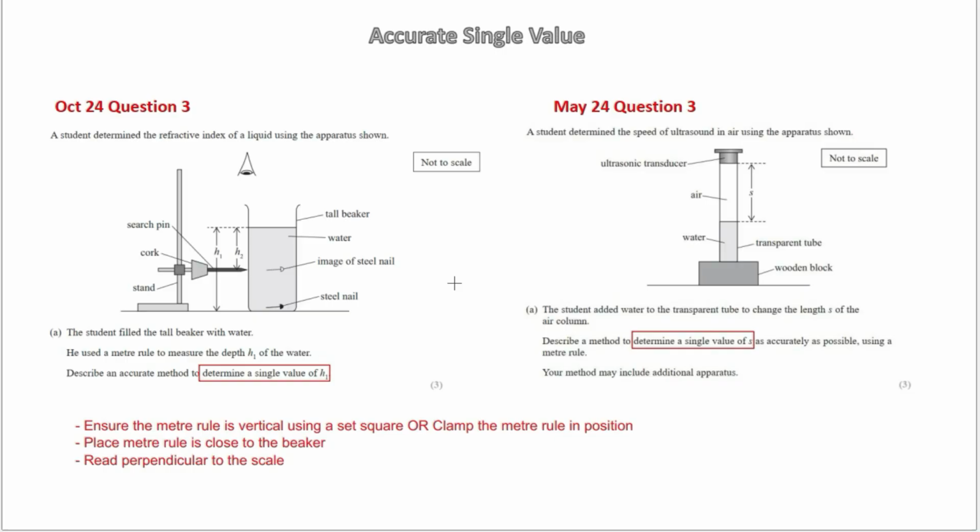Like I said, these are optional points. Place the meter rule close to the beaker. You know why? This would reduce parallax error. The farther away you take the meter rule from the beaker or the tube, the greater will be your parallax error. So if a question were to ask you, why do you have to keep the meter rule close? To reduce parallax error. And then read perpendicular to the scale, and this point was previously known as take readings at eye level.